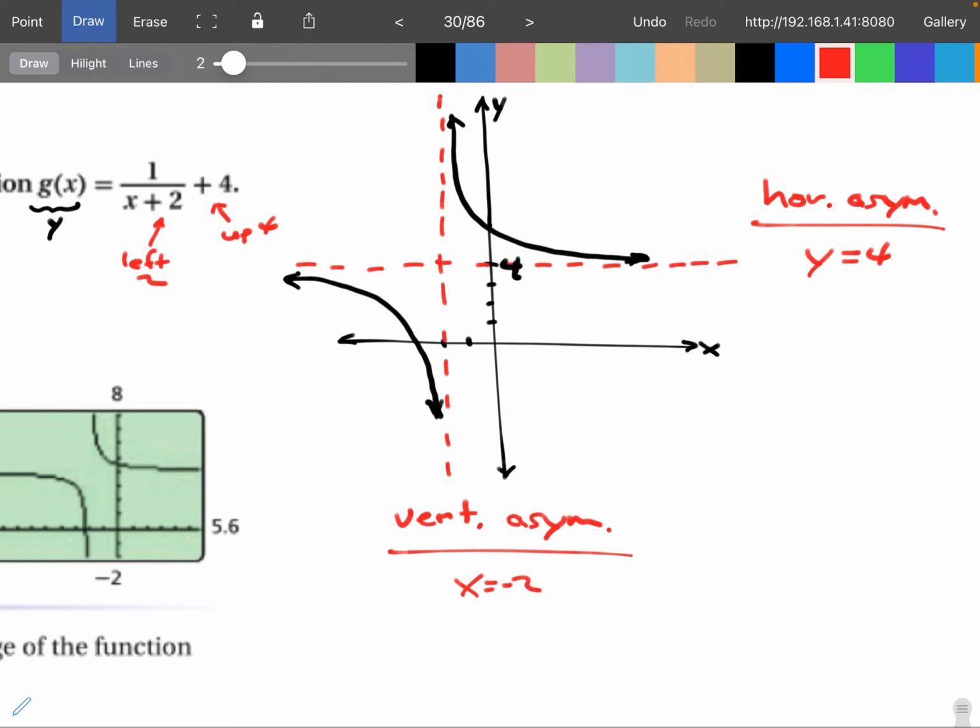All right, the other thing they asked for was the domain and the range. You guys remember, what's the domain? Sean, you okay over there? All right.